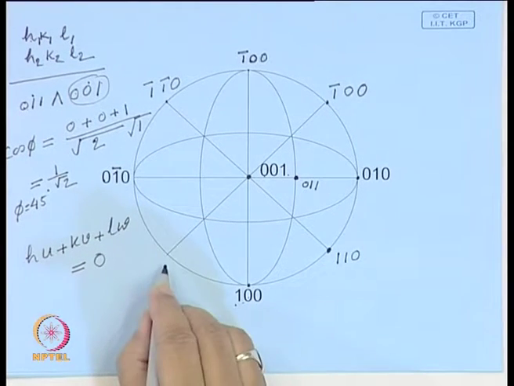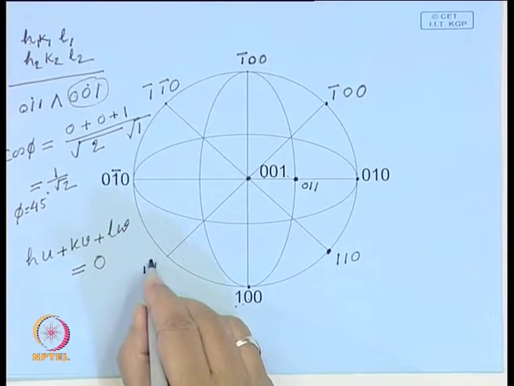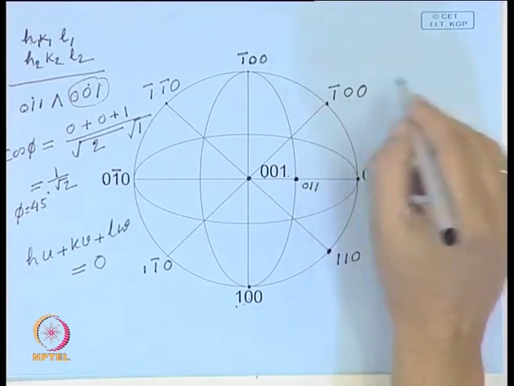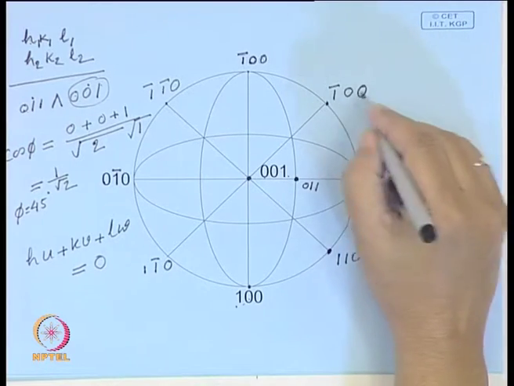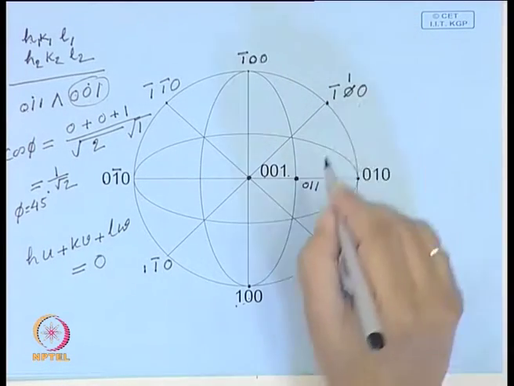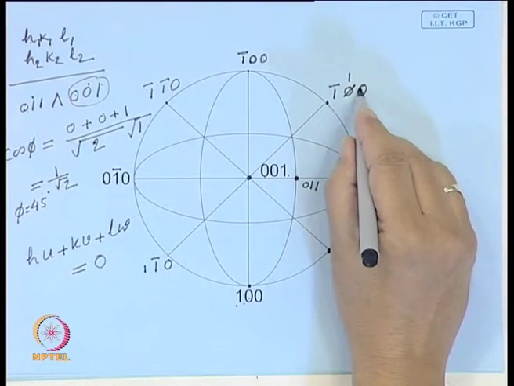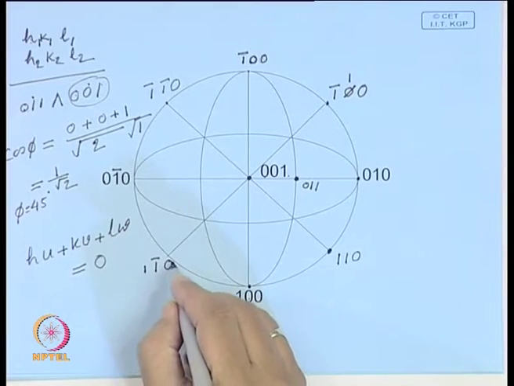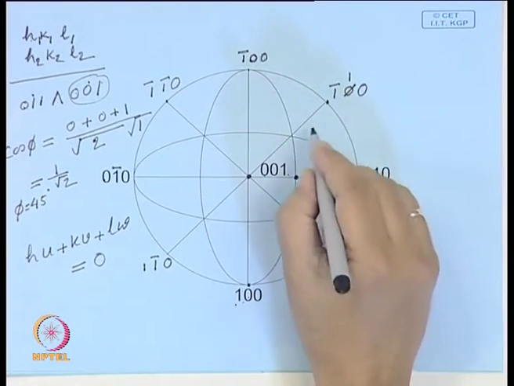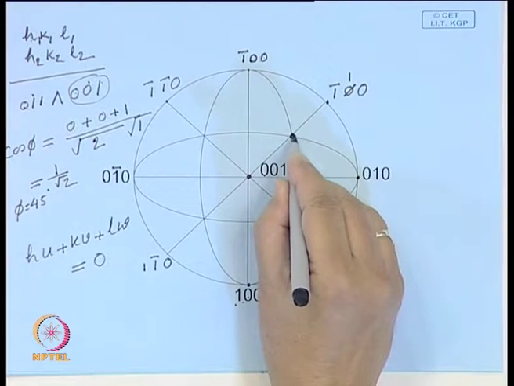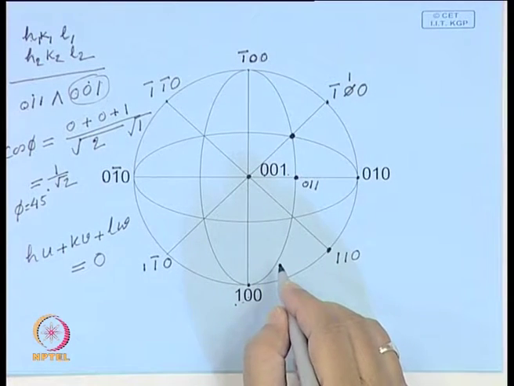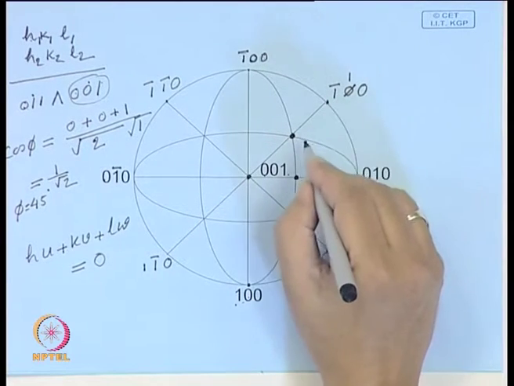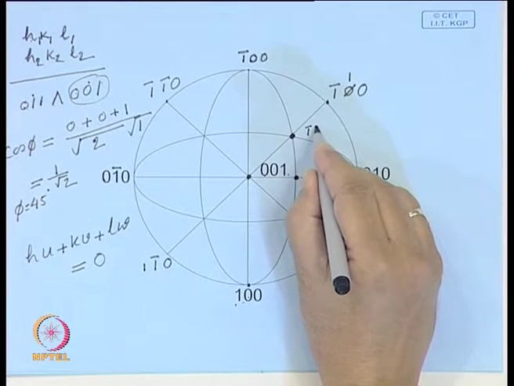Similarly, what is the index of this? This is 1 1 bar 0, which is, I think this is 1 bar, there is a mistake here, 1 bar 1 0. So, it is diametrically opposite to this. This is 1 bar 1 0, this is 1 1 bar 0. Now, what is the index of this? How do we find out? Now, here if we add this and this, what do we get? We get 1 bar 1 1.